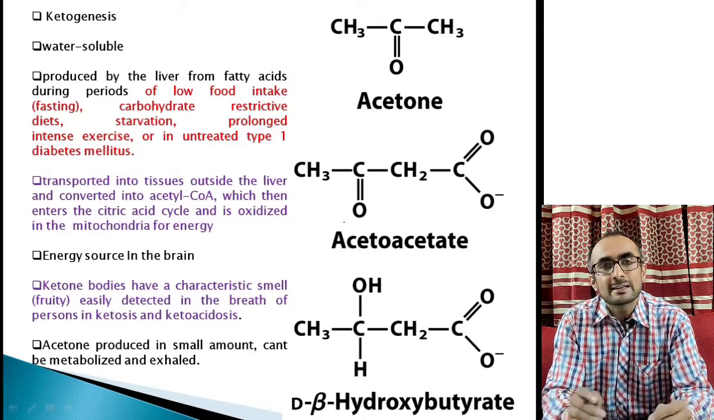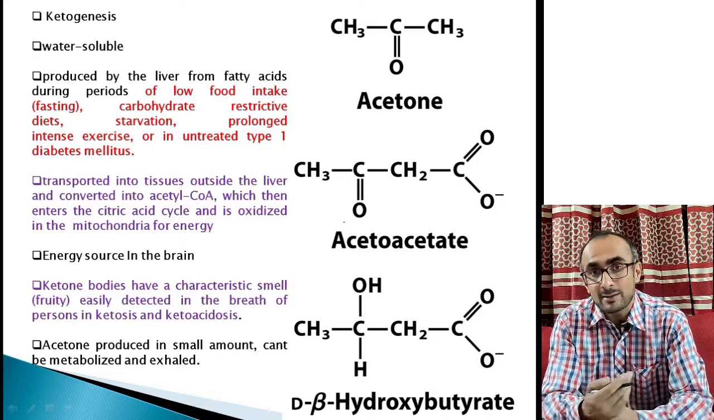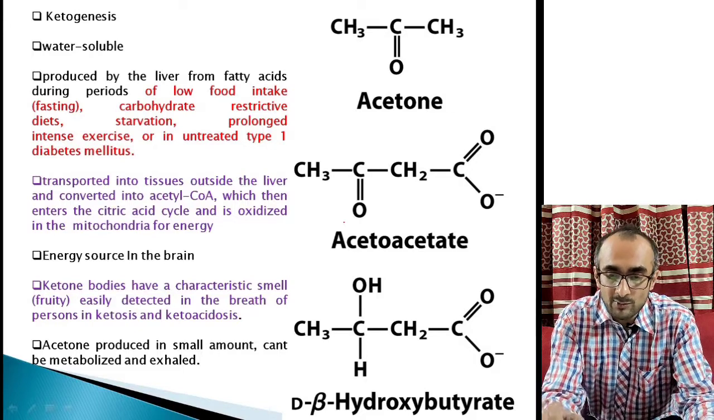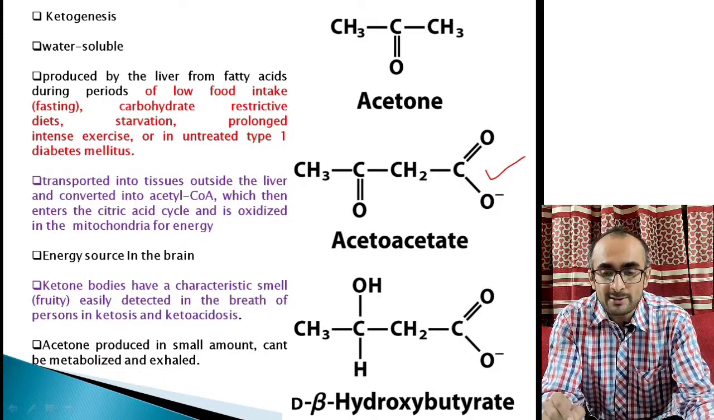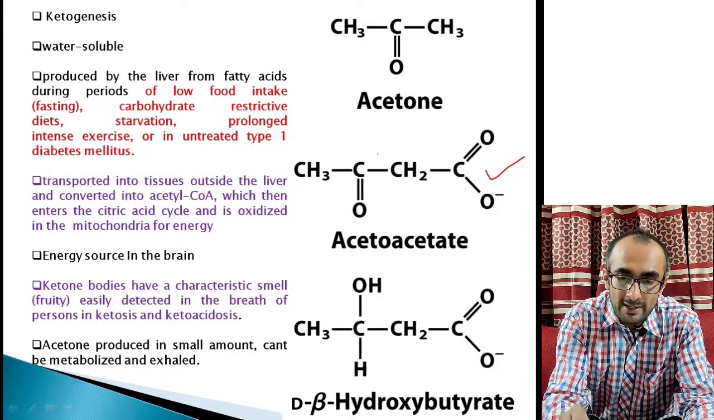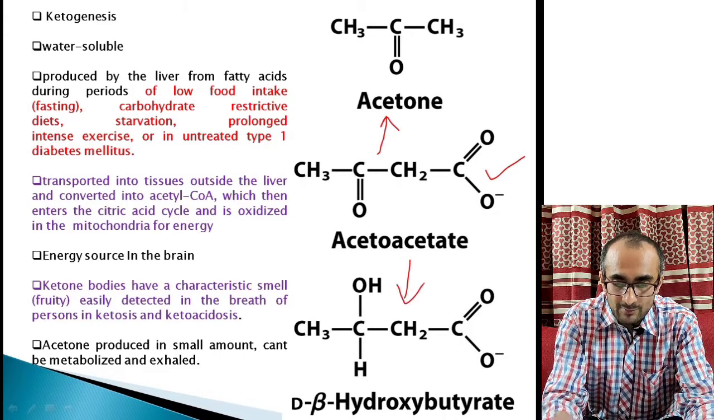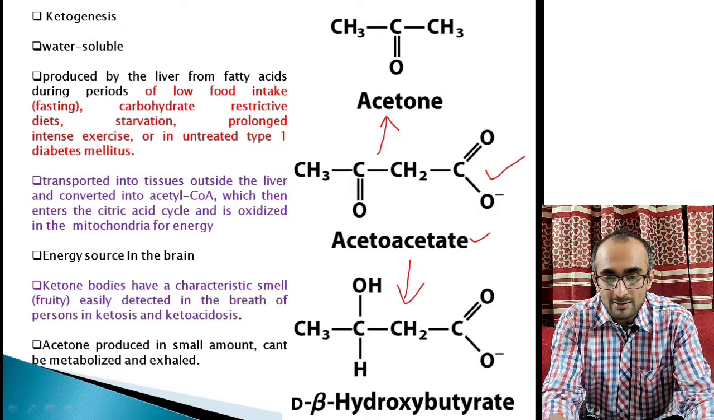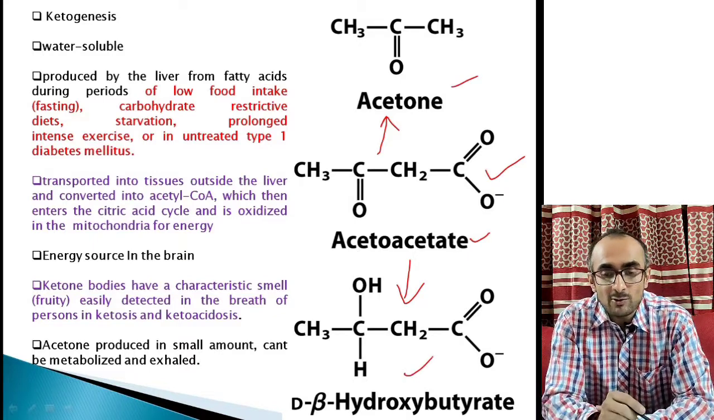Ketone bodies are basically three compounds which are present in high concentration in blood when glucose is missing, glucose is absent, or glucose is in very low concentration in the cell. The first ketone body is acetoacetate. This is also called the primary ketone body, and this is converted into acetone by a decarboxylation reaction and also converted into beta-hydroxybutyrate by reduction of acetoacetate. So acetone and beta-hydroxybutyrate are called secondary ketone bodies.